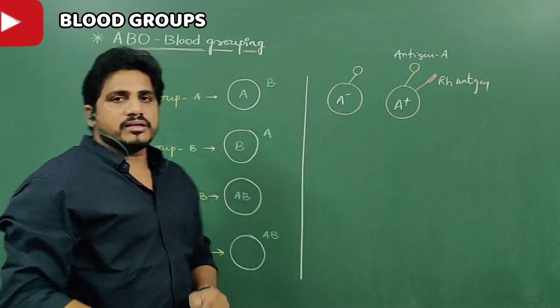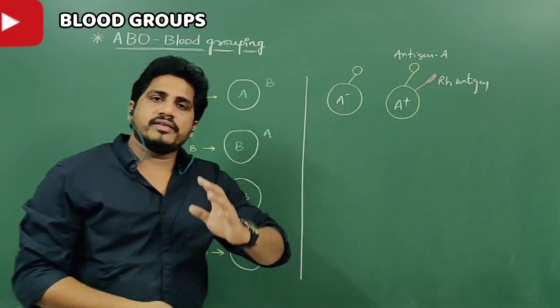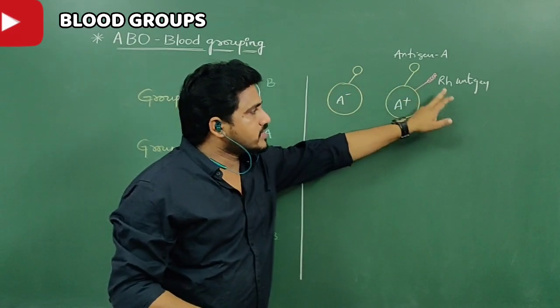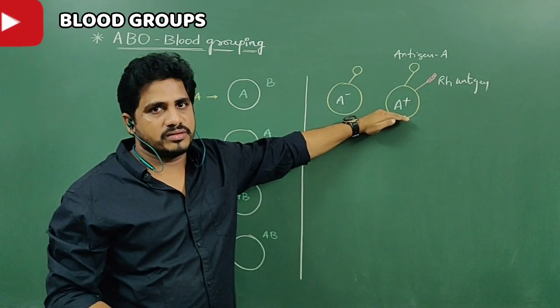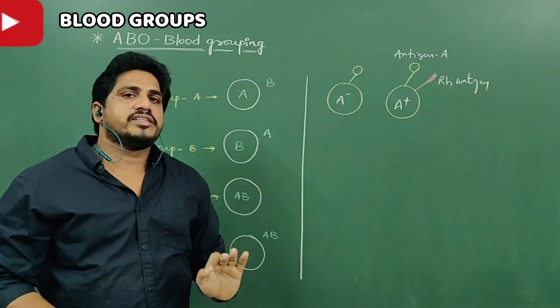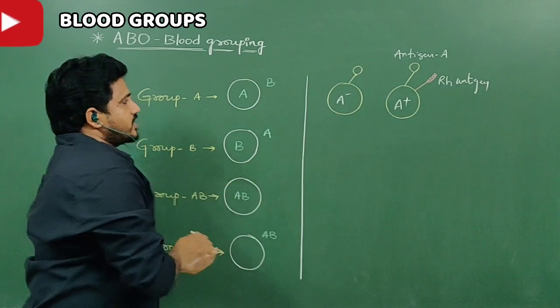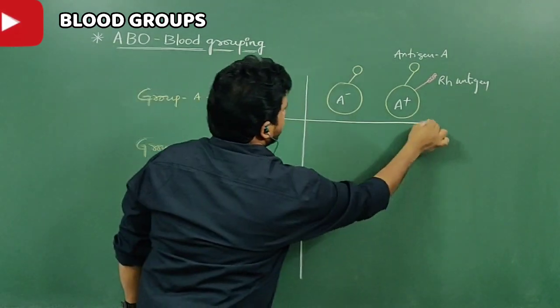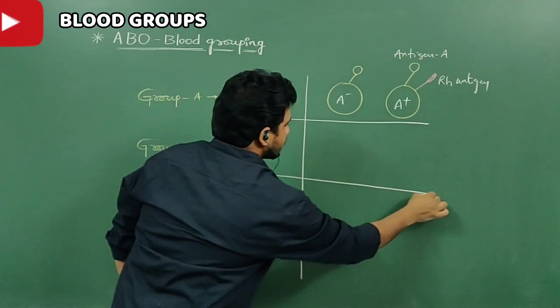A blood group person consists of antigen A, there is no doubt. Along with the antigen A, if he also consists of RH antigen, then that particular person is called A positive. If he has only A antigen without RH, then that is called A negative. That is why the subgroups of A blood group are A positive and A negative. Just like this.